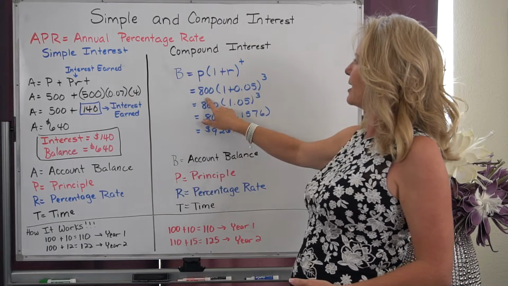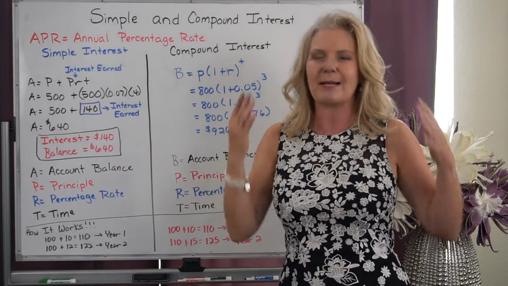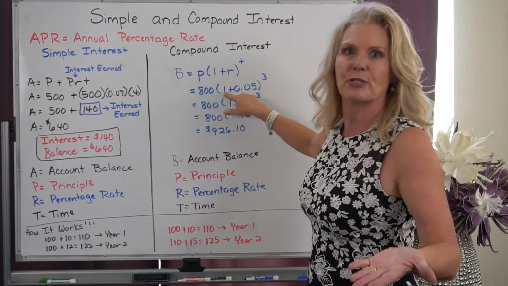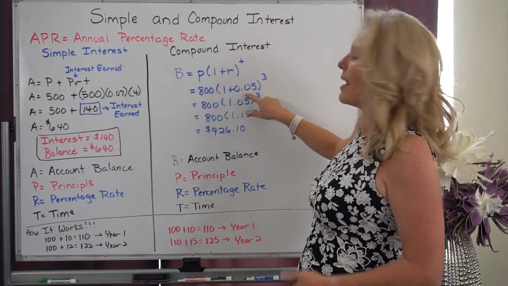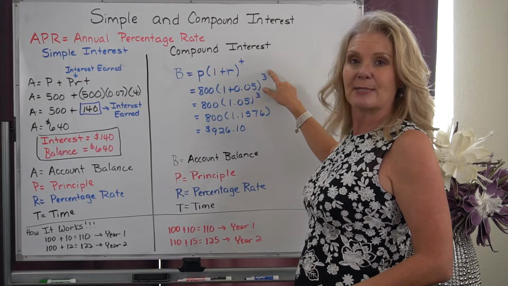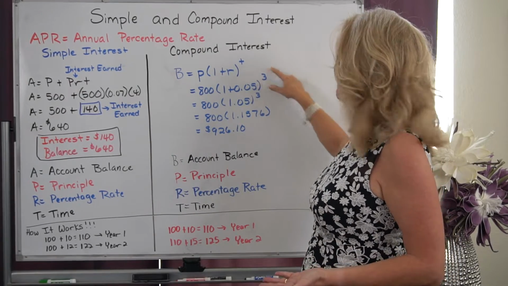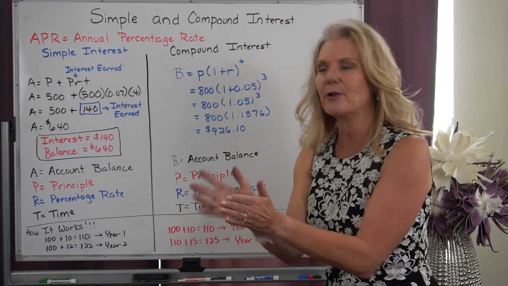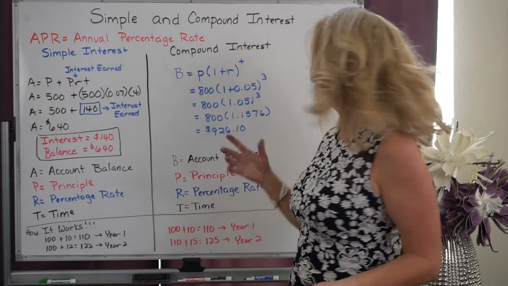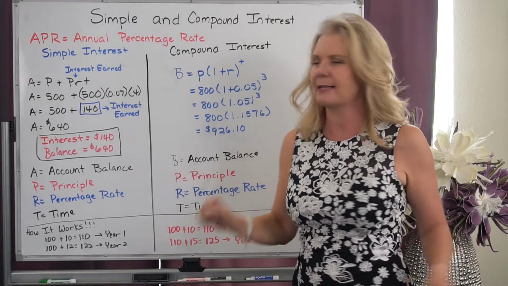So P is my 800, 1 stays 1. That kind of represents that whole, I'm starting at $800. So that's like 100% of 800. My R, my 5%, I changed to a decimal. And that exponent of 3 for my time, I just place it for the T. Now, when I add those percentages together, I get 1 and 500ths. Notice it's already in a decimal. I don't have to change it from a percent.